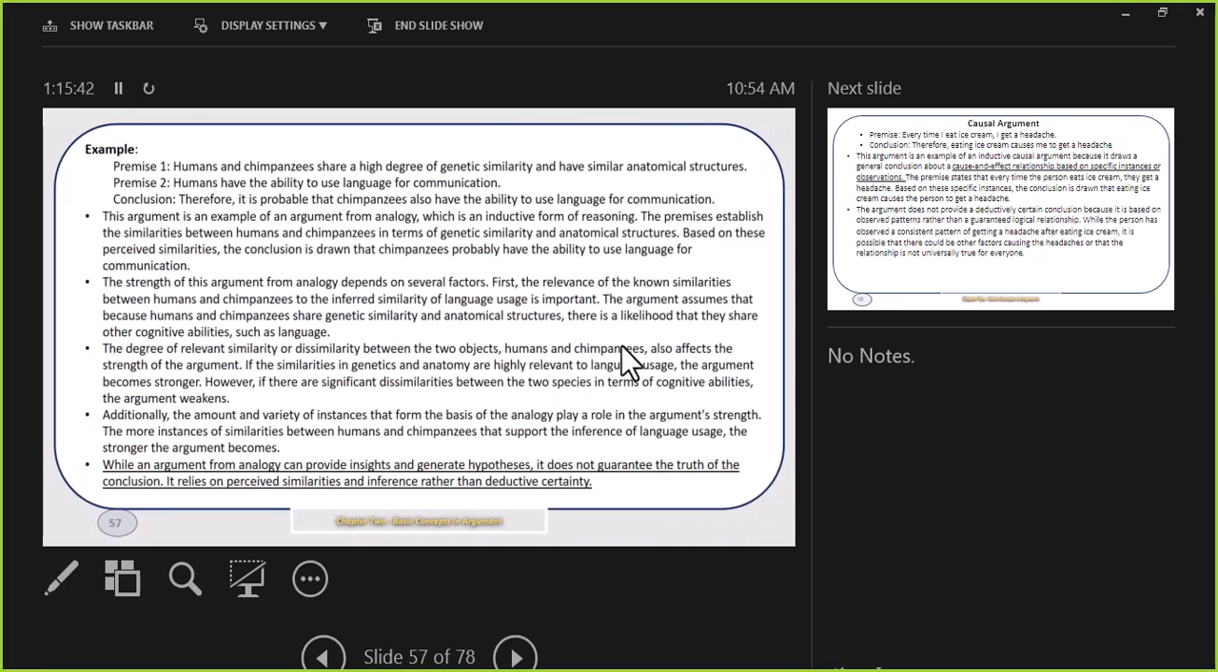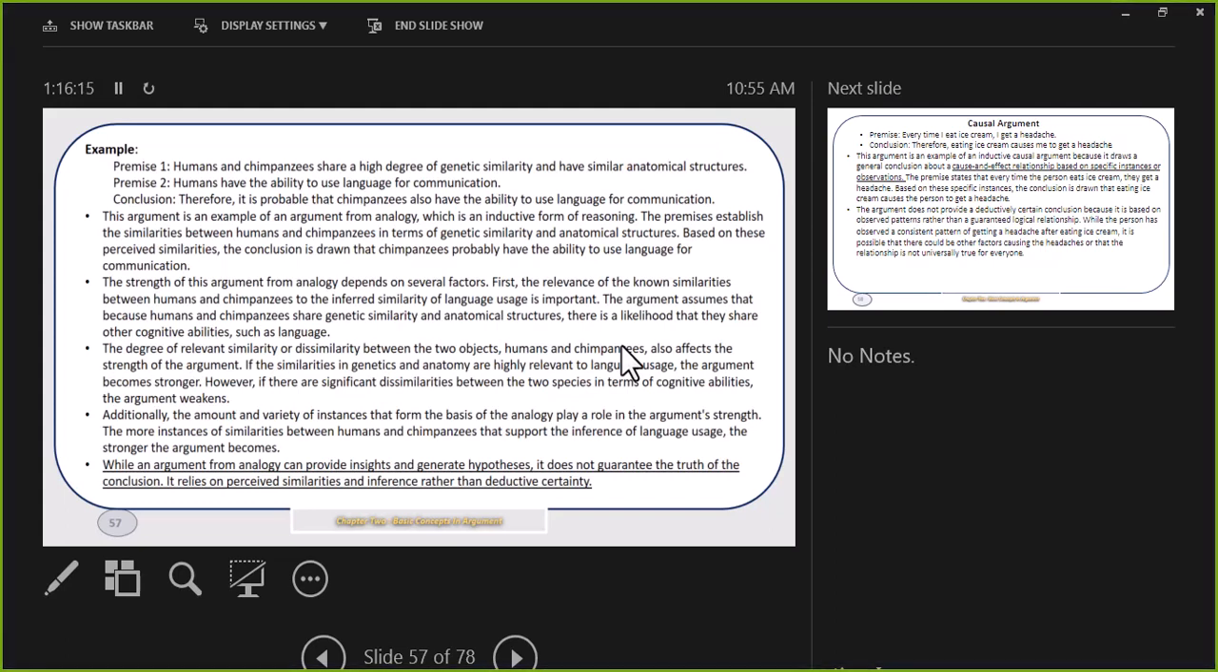An argument based on analogy is always an inductive argument. Humans and chimpanzees share a high degree of genetic similarity and have similar anatomical structure. Premise 2, humans have the ability to use language for communication. Therefore, it's probable that chimpanzees also have the ability to use language for communication. It's an argument based on analogy. Its strength depends on what? Based on the relevance of the similarity. Yes, based on the relevance of the similarity.